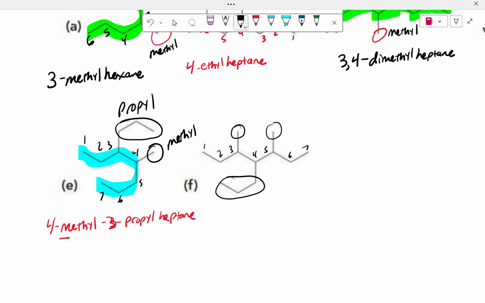And it just so happens the way I've numbered it is the way that I want it to be, because the methyl groups on either side encounter number 3. So it doesn't matter if I go left to right or right to left. It's going to be exactly the same. So on 3, there's a methyl. On 5, there's a methyl, and on 4, there's a propyl group.